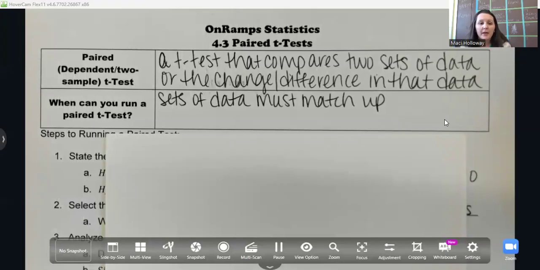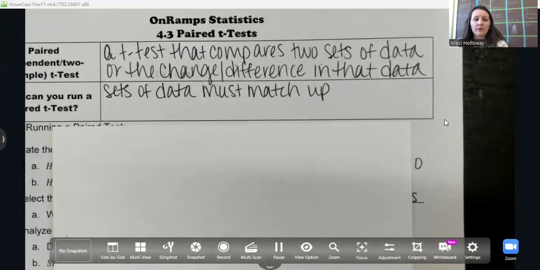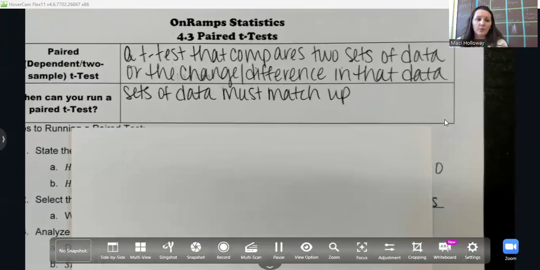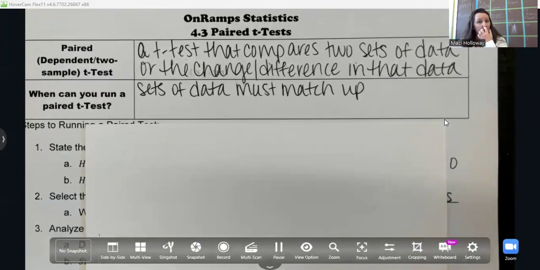So a paired t-test, you can see it a couple of different ways. It can be called paired, dependent, or two sample t-test. And it's a t-test that compares two sets of data or the change or difference in that data. So when can you run a paired t-test? You can run a paired t-test when the sets of data match up.